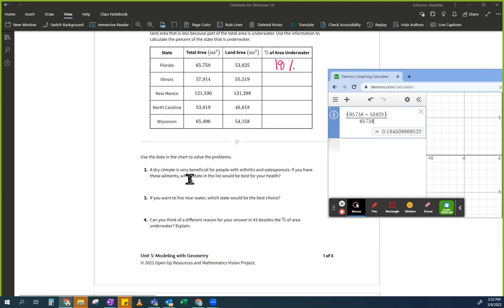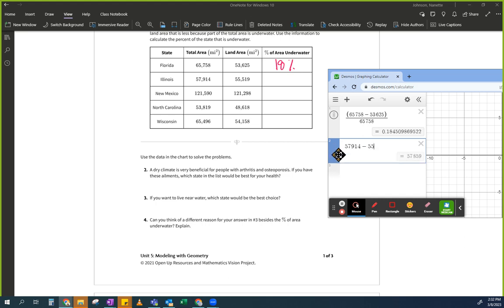It says a dry climate is very beneficial for people with arthritis and osteoporosis. If you have these ailments, which state in the list would be the best bet for your health? So I guess that means I need to calculate all these. I can't just leave it there. So I'm going to do that really quick.